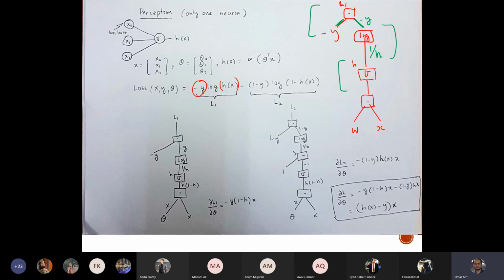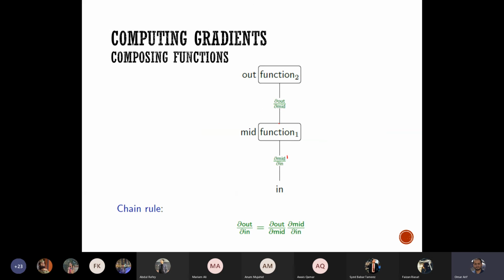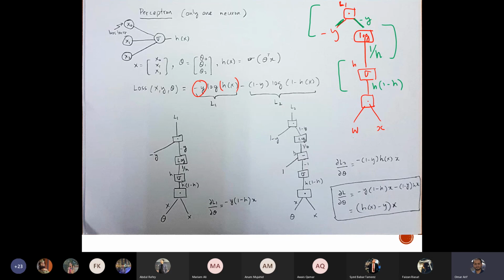The output times 1 minus the output. Yeah, that is what I have done over here. This is the output, 1 minus the output. The output here is h, so h times 1 minus h. And over here again I have a function which is multiplying two values. The derivative of the output with respect to w is x.